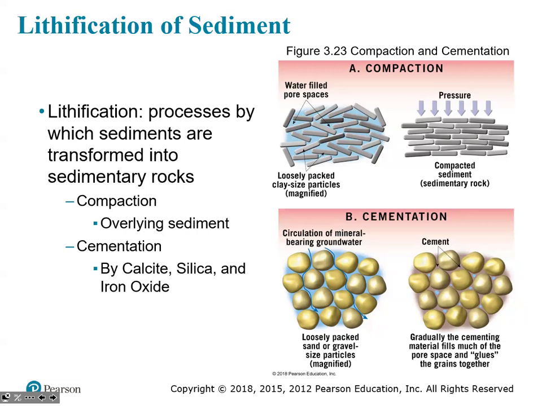That is followed by cementation. Various minerals can precipitate out of groundwater, things like calcite, silica, or iron oxide, and cement glue together the various particles. We basically do this artificially with concrete. Concrete's artificial sedimentary rock. We induce the cementation process by chemically triggering it with cement.